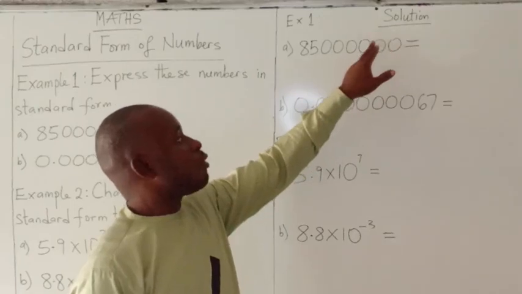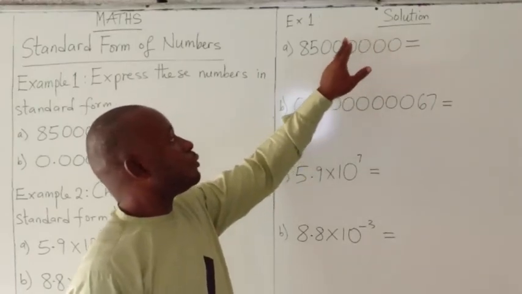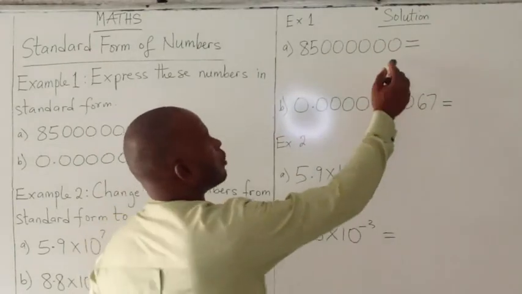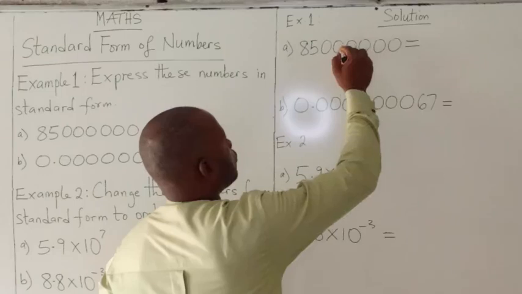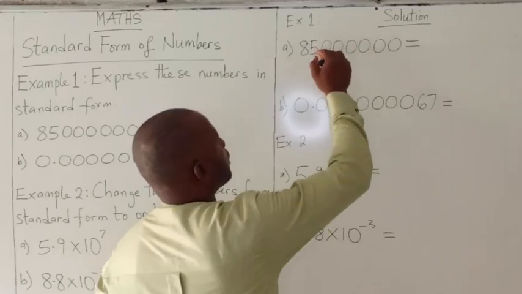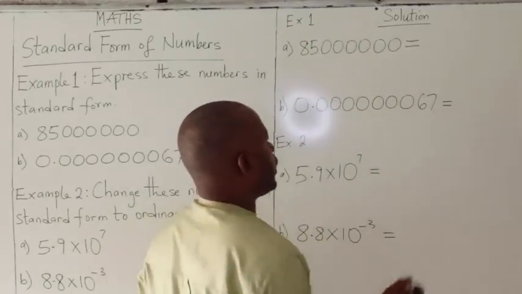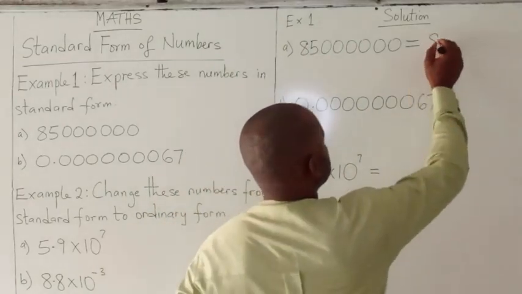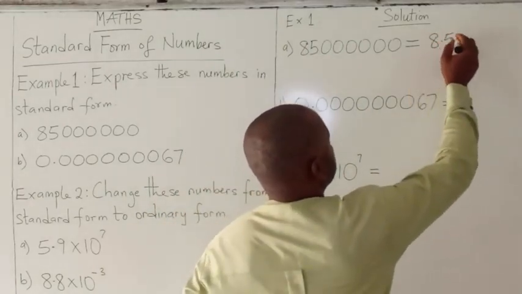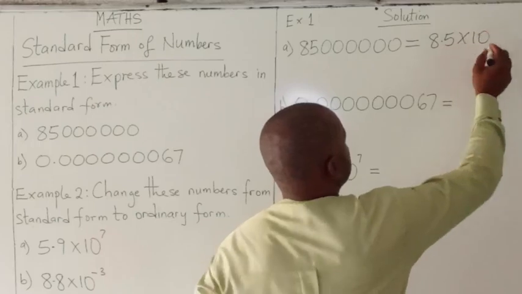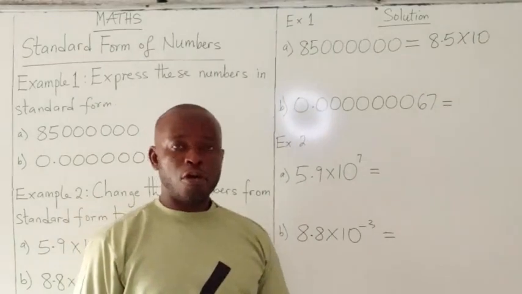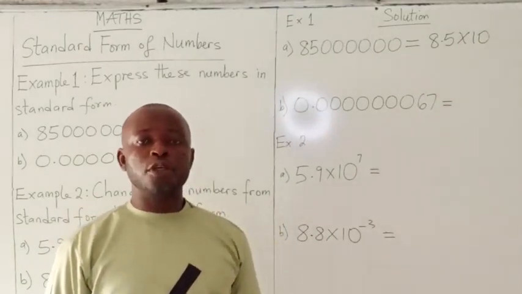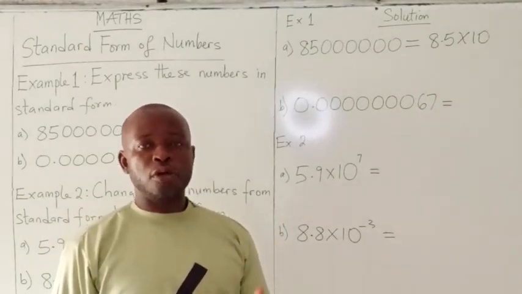How many times are we going to move? Have you been counting? Okay, let's count it again. Count. 1, 2, 3, 4, 5, 6, 7. We keep moving until we get a number which is either equal to 1 or greater than 1, but it should not be equal to 10. It should not be greater than 10.